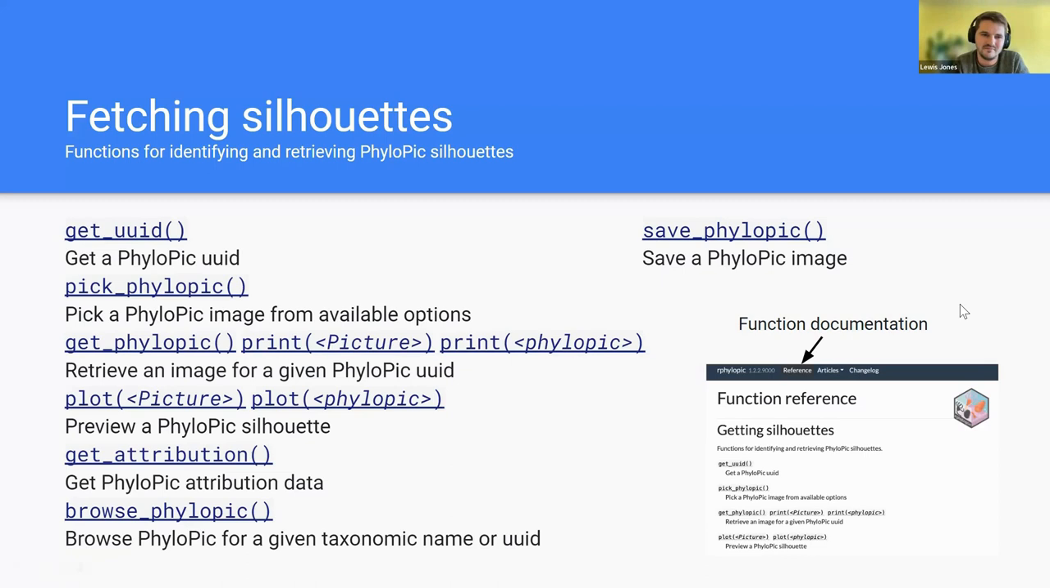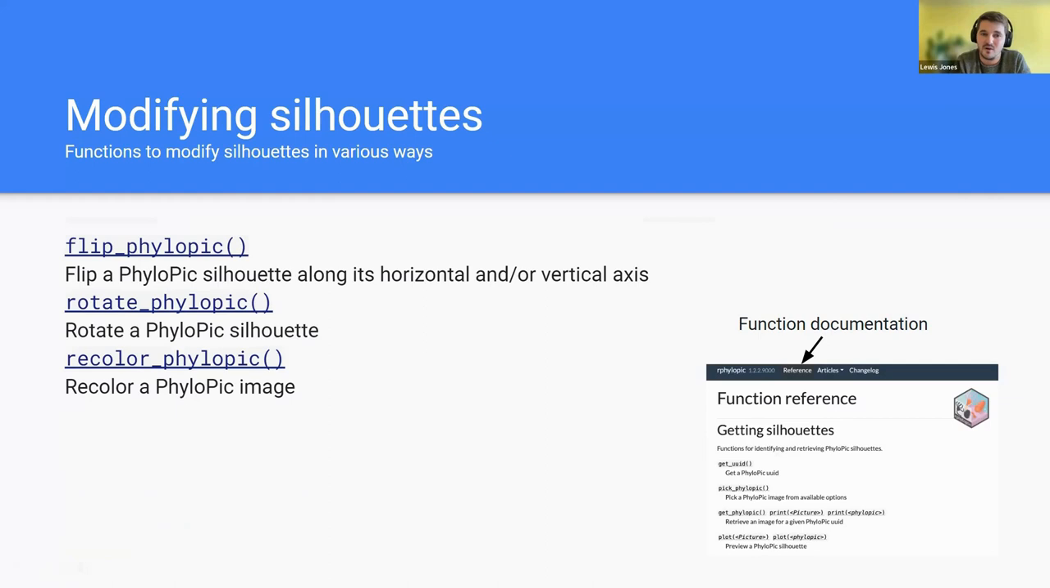So another section we have for our functions is the modifying silhouettes. So we have functions for flipping the silhouettes, for rotating them, and also for recoloring them.